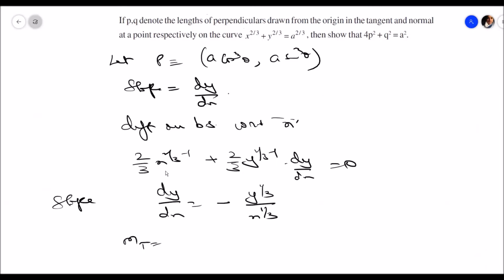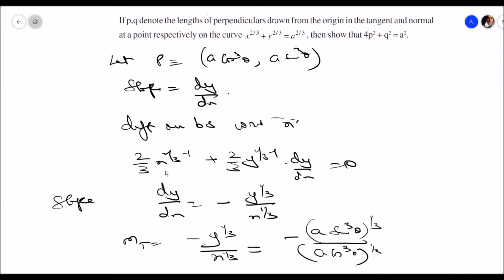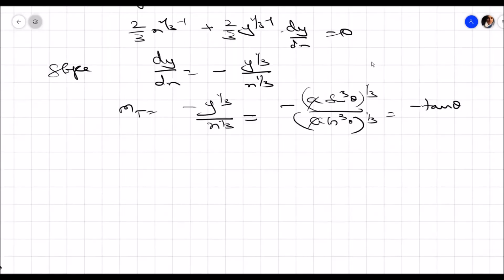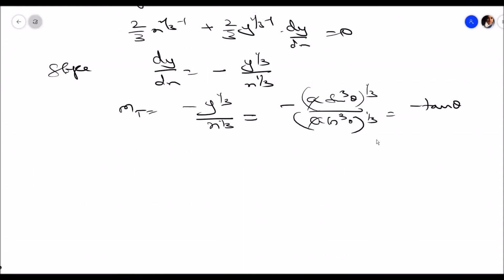So the slope of the tangent we got to be minus y to the power of 1 by 3 by x to the power of 1 by 3, which after I substitute this point will be minus a sine cube theta to the power of 1 by 3 by a cos cube theta to the power of 1 by 3. So a gets cancelled, which is nothing but minus tan theta. This is the slope of the tangent. So naturally, what will be the slope of the normal? It will be minus 1 by the slope of the tangent, which is minus 1 by minus tan theta, which is of course cot theta, right?